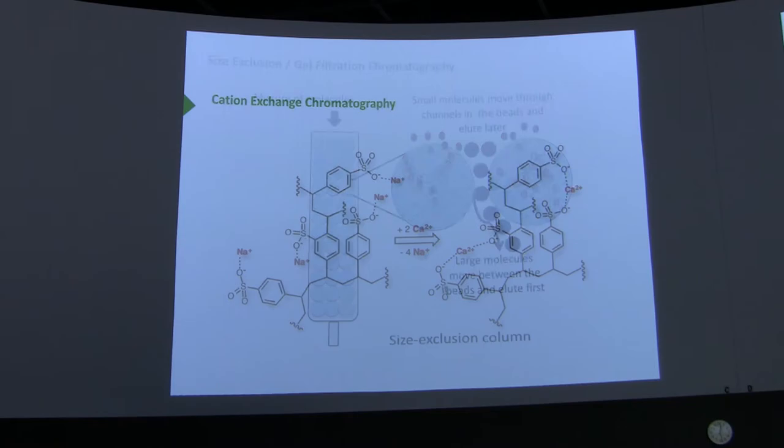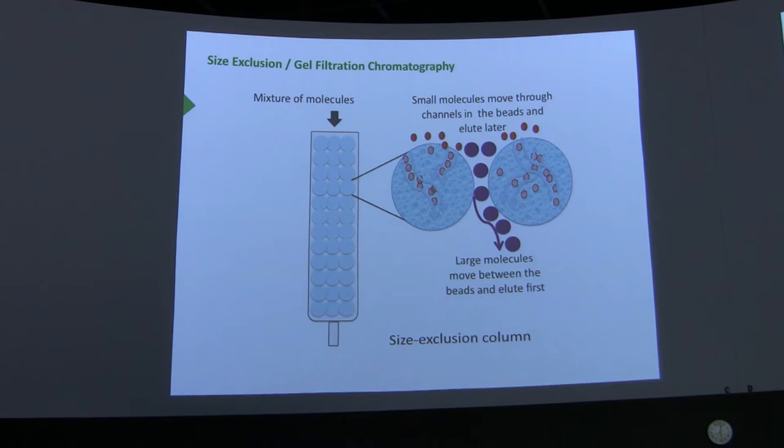Okay. All right, let's talk about another technique involving resins and beads, and this is a pretty cool one. This is called size exclusion. It's also called gel filtration chromatography, and it also uses little tiny beads, but now instead of having something chemically attached to their surface, these guys have little tiny holes, little tiny tunnels that run through them. And those little tiny tunnels have openings that come out to the solution.